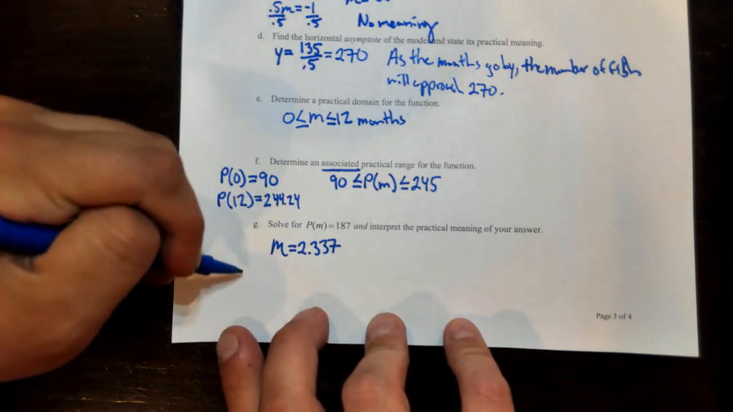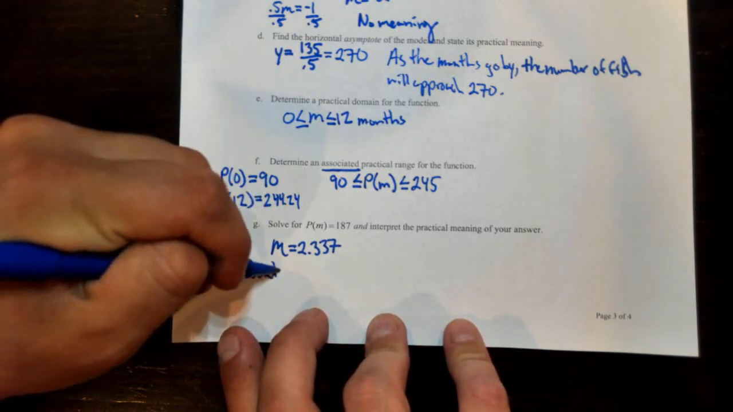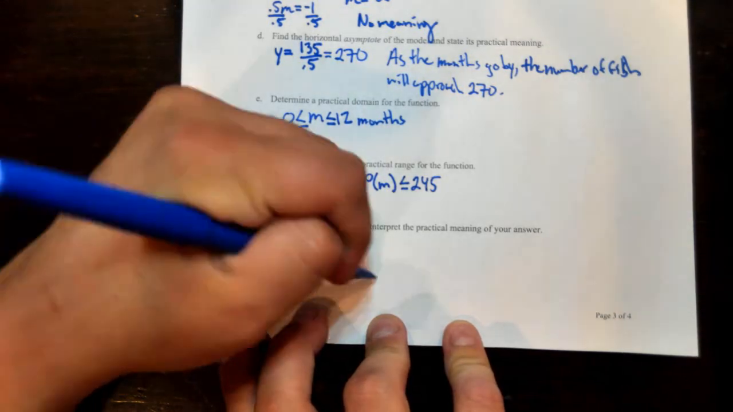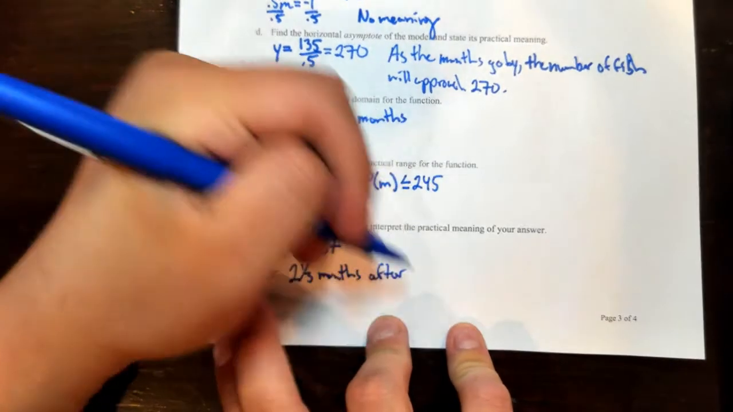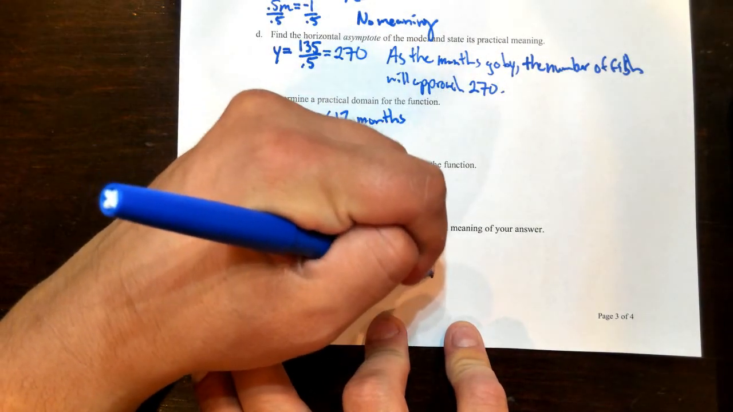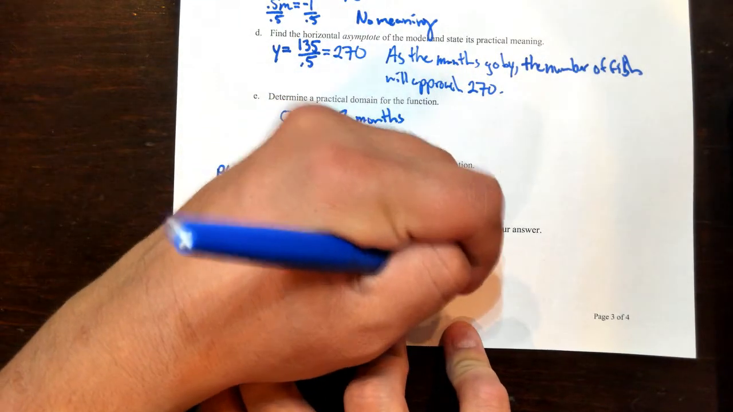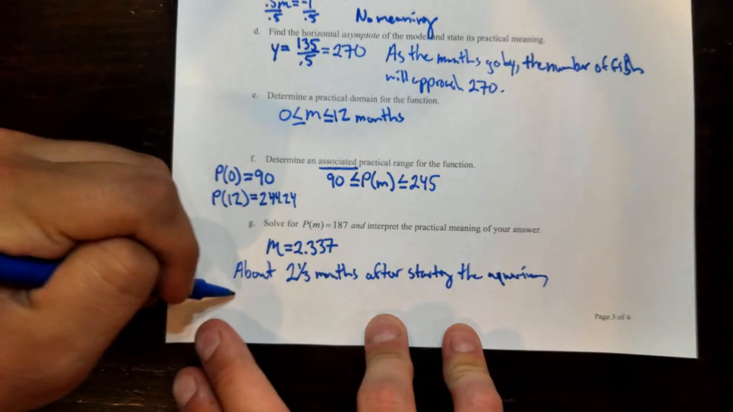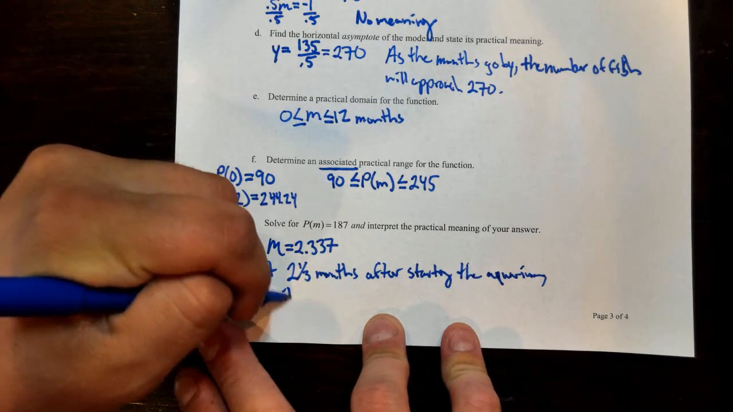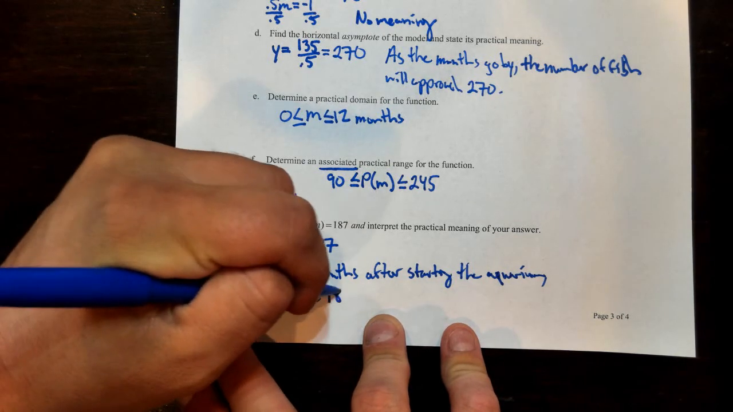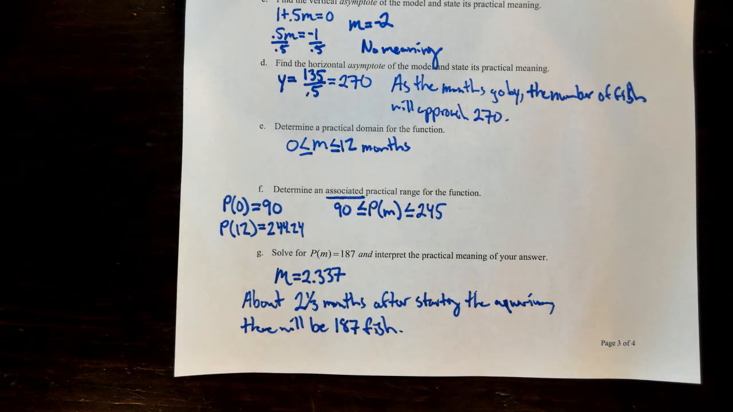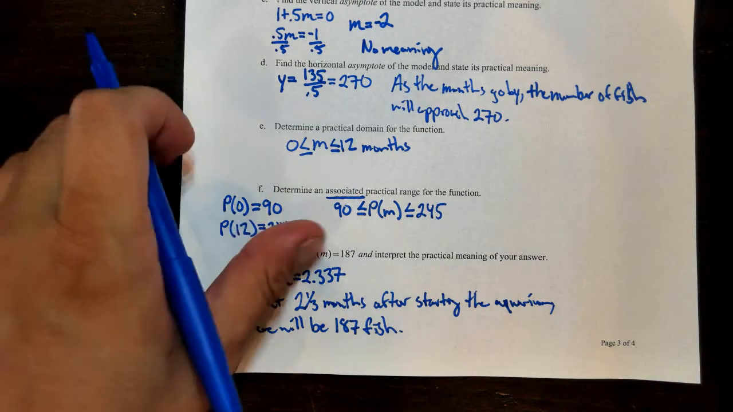So about 2 1/3 months after starting the aquarium, there will be 187 fish. Awesome. Okay, on to the last page.